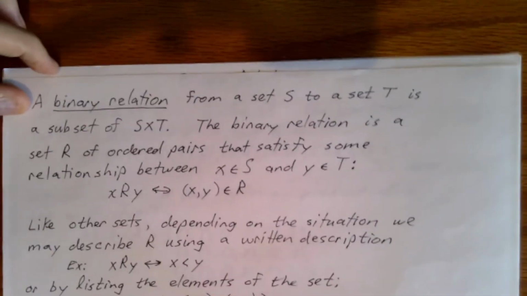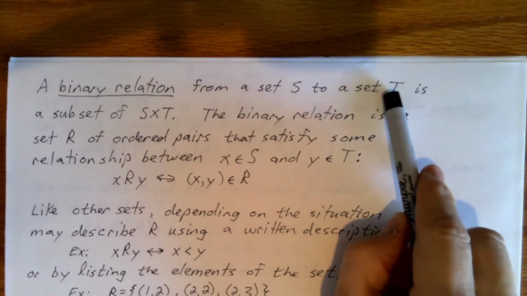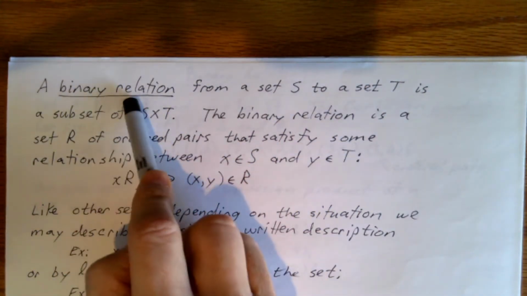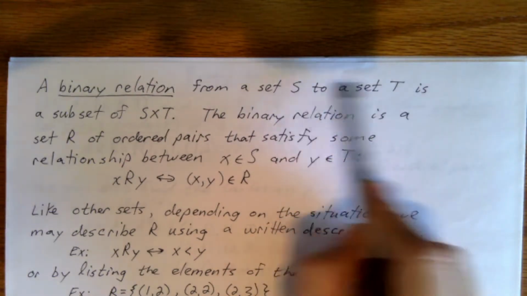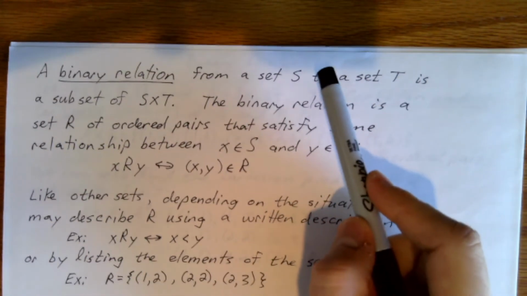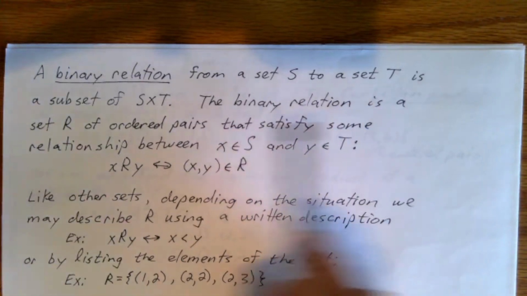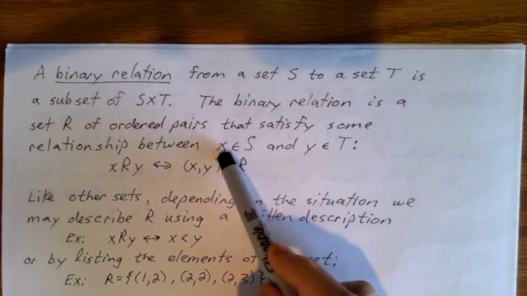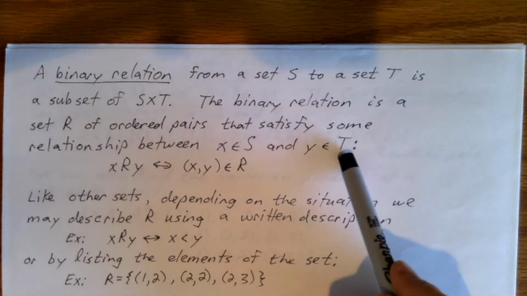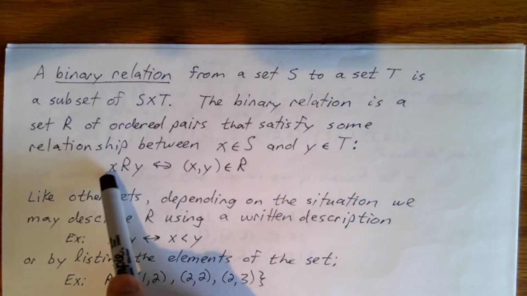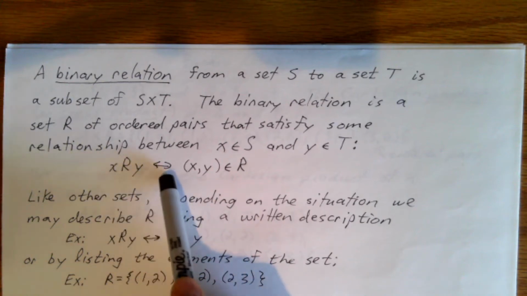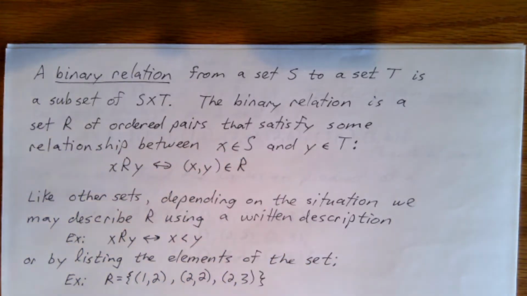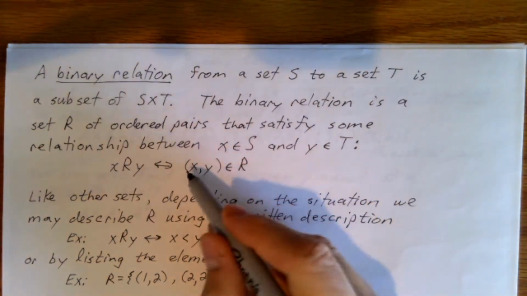A binary relation from a set S to a set T is a subset of S cross T. Now, we can find a binary relation where S and T are really the same set. That's what we'll do in our examples. But the binary relation is a set R of ordered pairs that satisfy some relationship between x as an element of S and y as an element of T. So when you write x R y, that's equivalent to discussing the ordered pairs (x,y) that are elements of R.